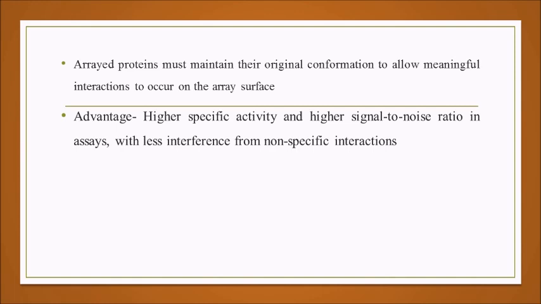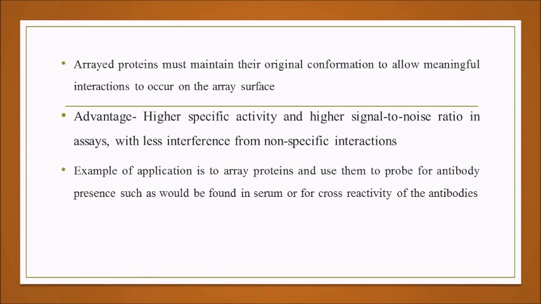The advantages of controlling the precise mode of surface attachment through the use of an appropriate affinity tag are that the immobilized protein will have a homogeneous orientation, resulting in higher specific activity and higher signal-to-noise ratio in assays with less interference from non-specific interactions. One example of the application is to array proteins and use them to probe for antibodies present, such as would be found in serum, or for cross-reactivity of the antibodies.